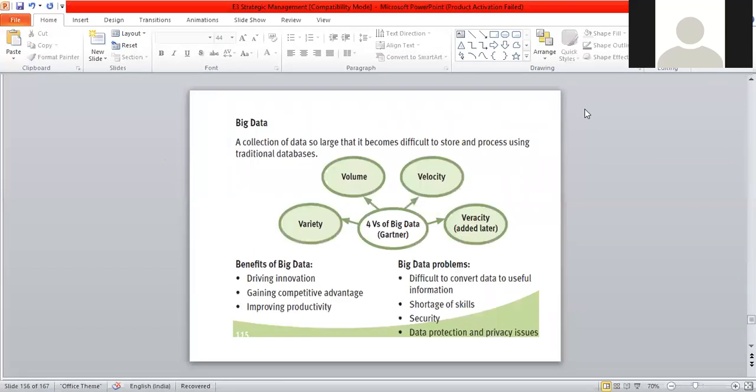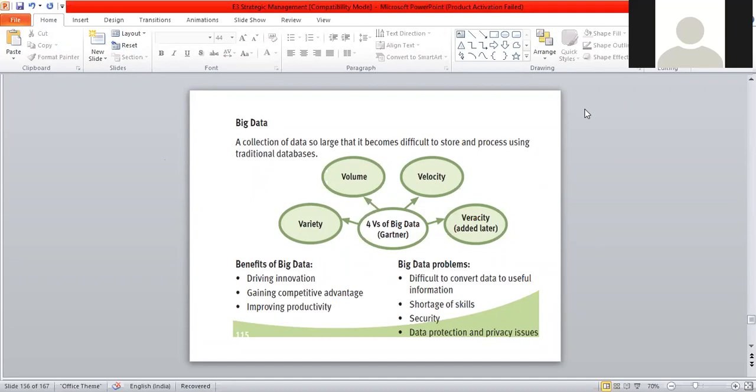Then the next topic is about big data. What is big data? Big data, the name itself says that it is big, large. A large volume of data, when it is taken up for processing, we call that big data. A large volume of data, when it is taken to process the data, that's called big data. A collection of data so large that it becomes difficult to store and process using traditional databases.